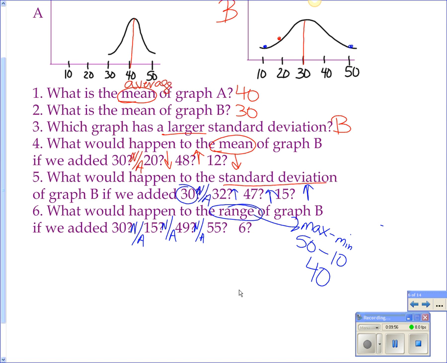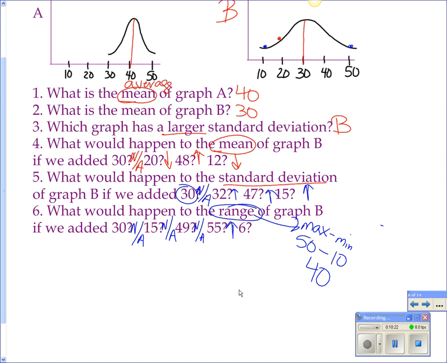All right, Elijah, would 55 change the range? Why? Very good. It's higher than the maximum, so it would be your new maximum. What would happen to the range? Would it go up or go down? It would go up. Look, if I do 55 minus 10, what's 55 minus 10? 45. It goes up. Okay?